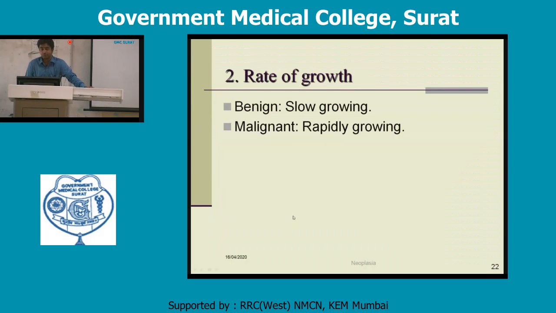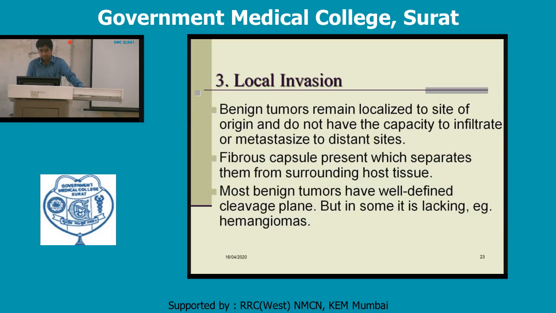Next feature which is very important to differentiate between benign and malignant conditions is rate of growth. Benign lesions are slow growing, and malignant lesions are rapidly growing. Benign lesions remain at that site for many years or a prolonged period of time. Even if untreated, they don't metastasize or invade. Local invasion is a property of malignant lesions.